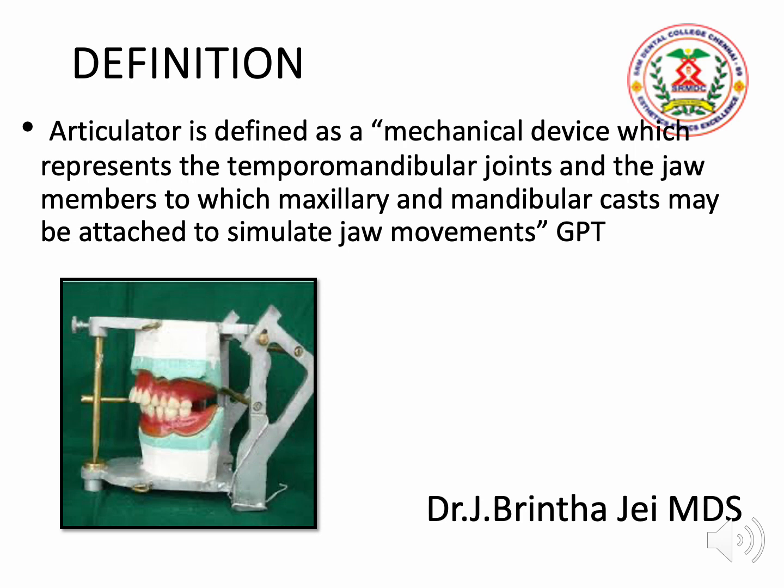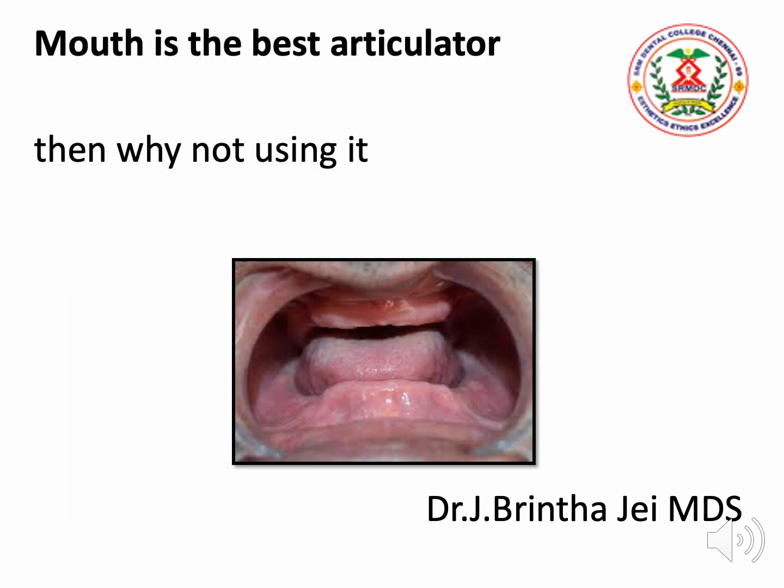Articulator is defined as a mechanical device that represents the temporomandibular joint and the jaw members, to which maxillary and mandibular casts can be attached to simulate jaw movements. So the mouth itself is the best articulator, but we are not able to use it for arranging the teeth. Why? Because of the presence of saliva, the tongue interruption, and also the visibility from the lingual side is not possible. So we are using articulators to arrange the teeth.